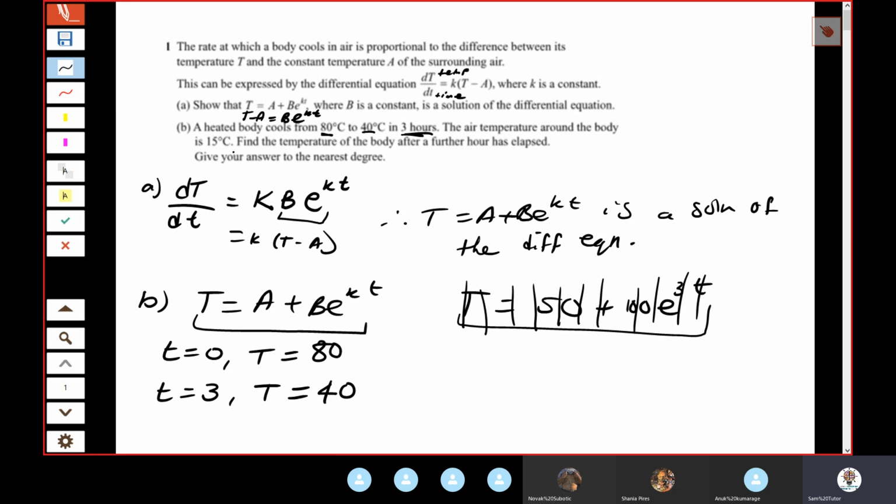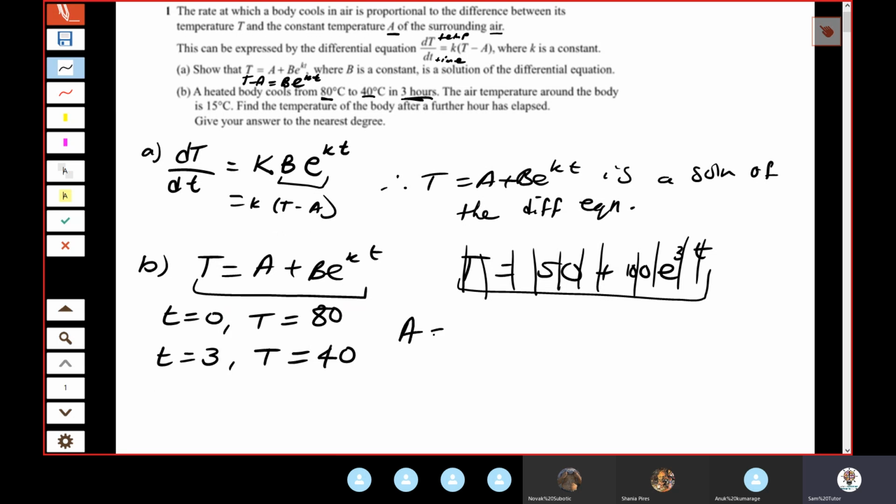The air temperature around the body is 15. Air temperature, A. So A equals 15. And then find the temperature of the body after a further hour has elapsed. So find temperature when time equals 4, after another hour. So you can't do this yet. That's what I'm trying to say, right? We've got to first get our expression. Once we've got our expression, how easy would that be? Just sub in time is 4.